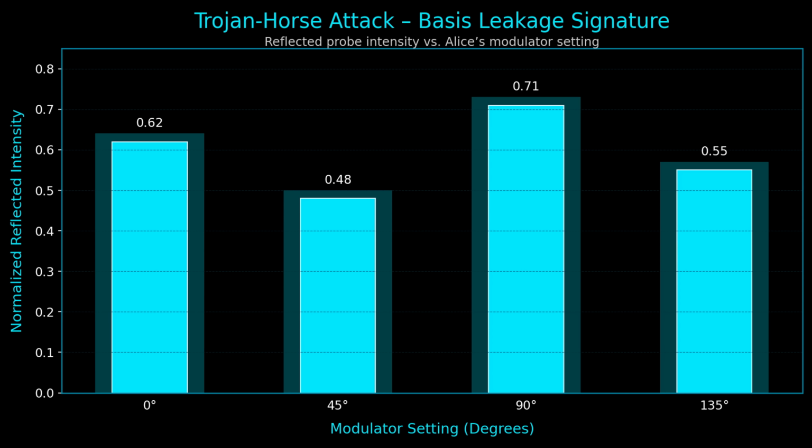Modern systems defend against this using optical isolators, wavelength filters, and real-time power monitors that detect unauthorized inbound light. But without those countermeasures, a Trojan-Horse attack can silently extract basis information without disturbing the quantum channel at all. A perfect example of how quantum security depends not only on physics, but also on robust engineering.